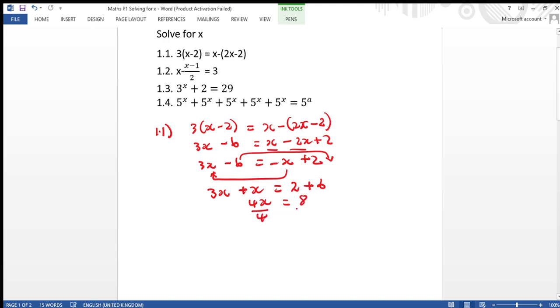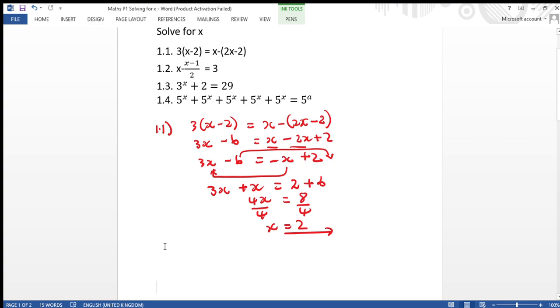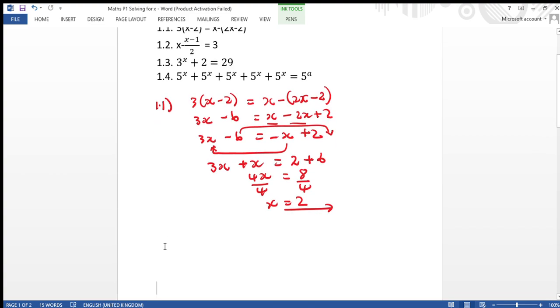So we divide both sides. We're going to have x is equal to 2. Okay, we're done with question 1.1. Now let's do 1.2.